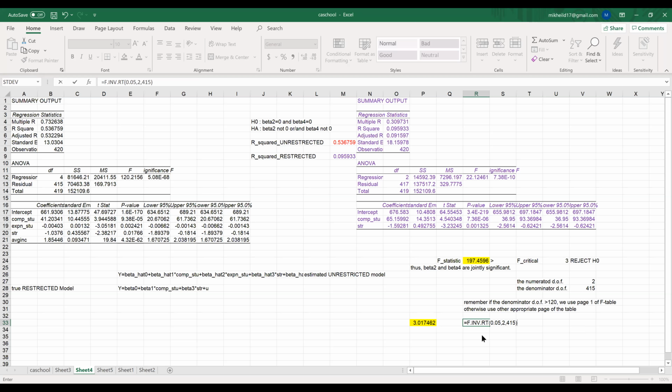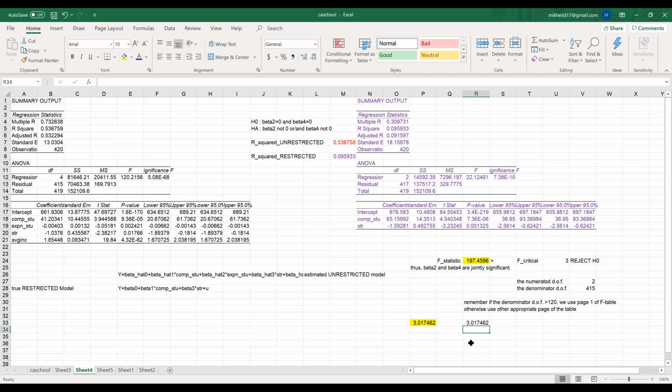Do you see, guys? Yes. That will give us the critical value for the right-tailed F distribution test at 5%. That's why I wrote 0.05 here. If you wanted to at 1%, then you would write 0.01.